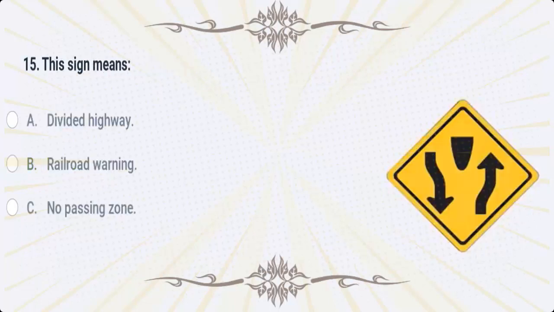This sign means A. Divided highway. B. Railroad warning. C. No passing zone. A. Divided highway. This sign indicates that a divided highway begins ahead.